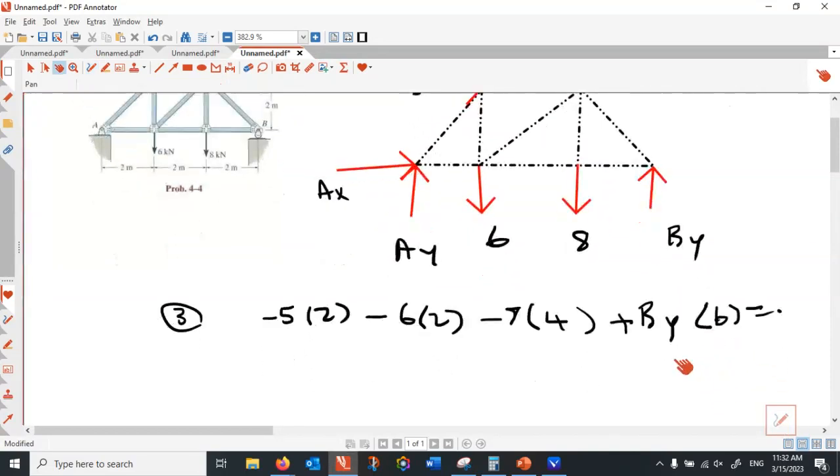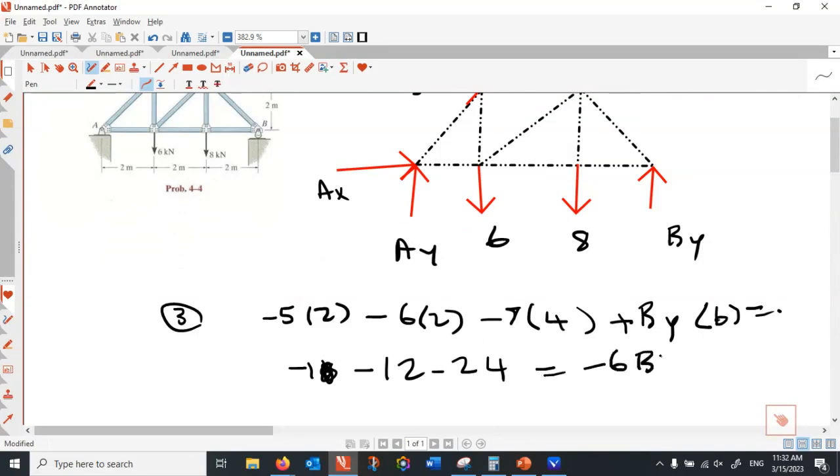So this can easily be solved. That is -10, -12, -24 is equal to -6 BY. So that is 36, 46. BY is 46 divided by 6.